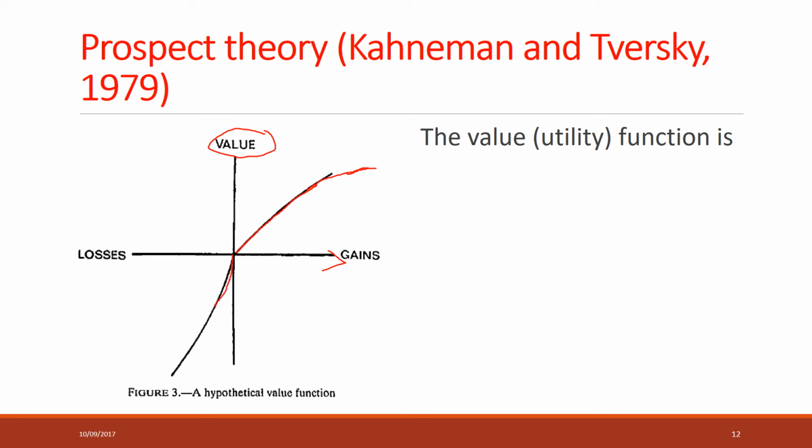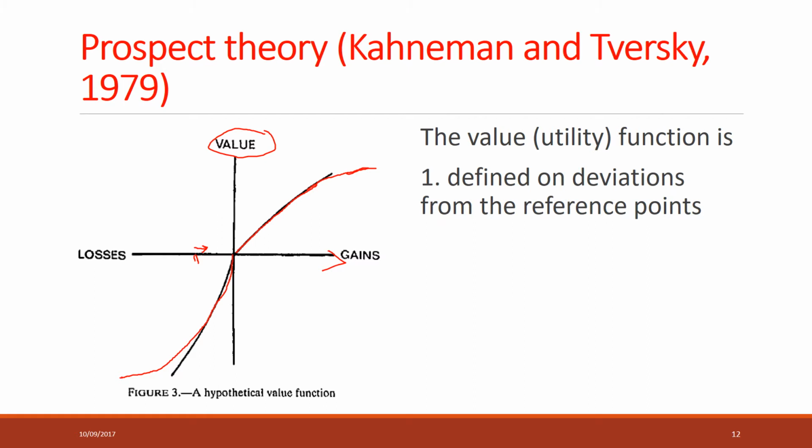However, when we have losses, the investors' utility function becomes convex, right? So investors are risk-seeking in the sense that the more wealth the investor has, the higher the expected utility from the gamble, right? So to sum up, in prospect theory, the utility function is firstly defined on the deviations from the reference point. So if we have gains, we're looking at the right-hand side of the model, whereas if we are expecting losses, we're looking at the left-hand side of the model, right?